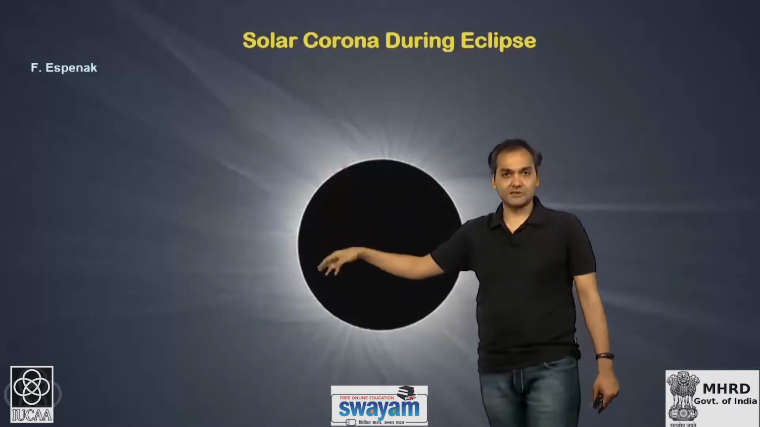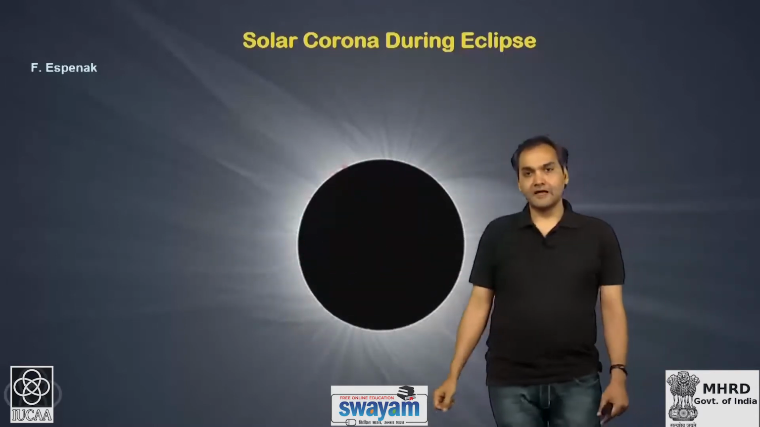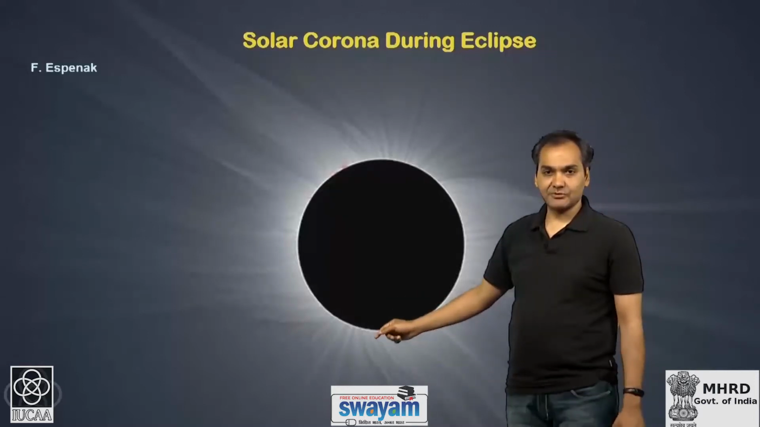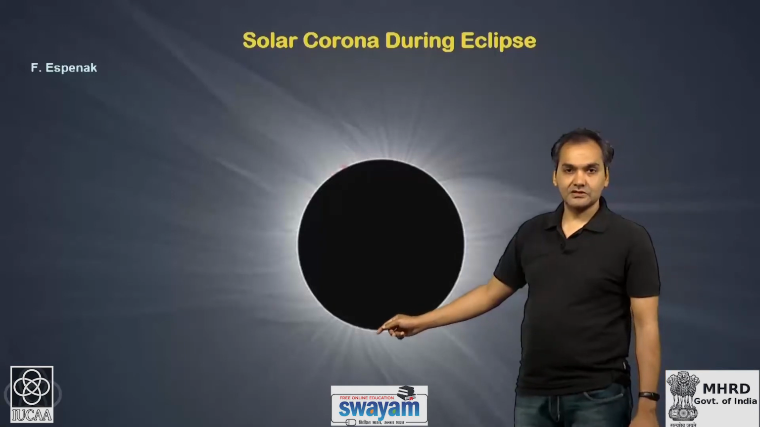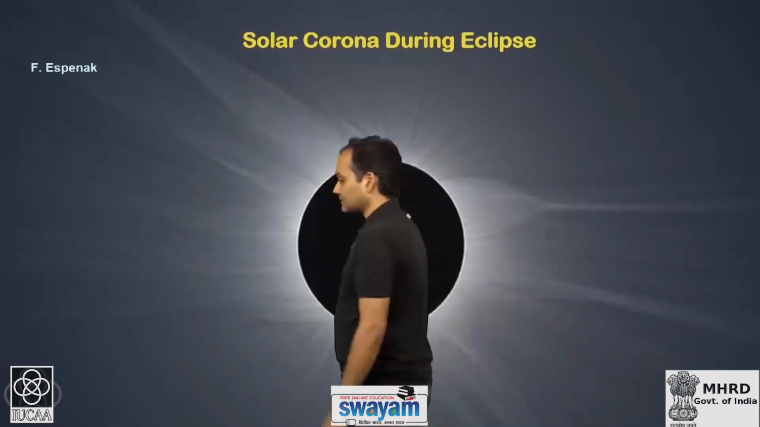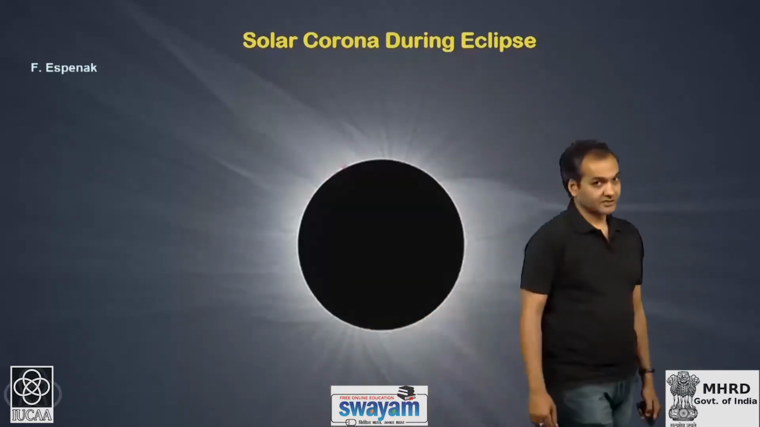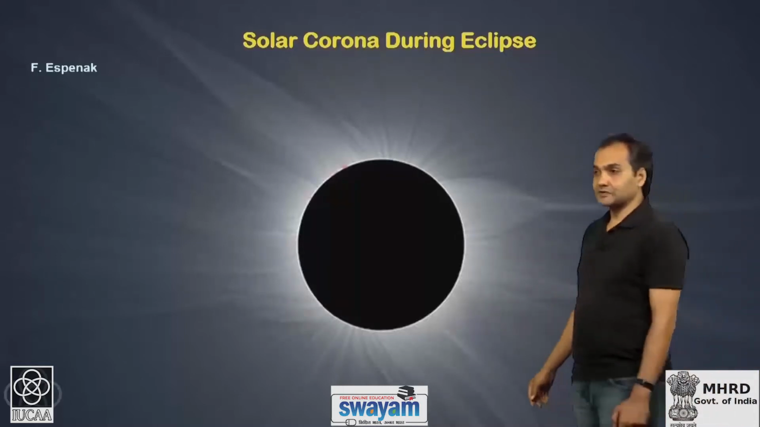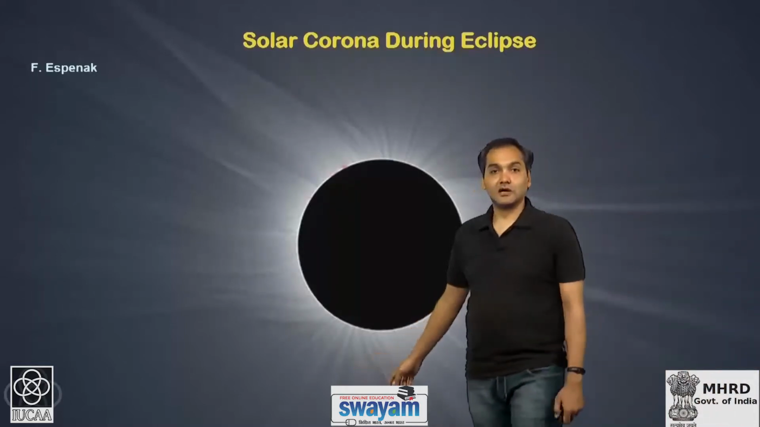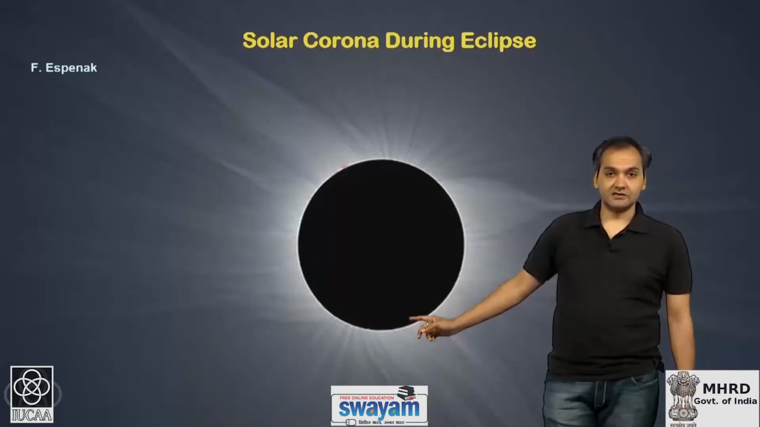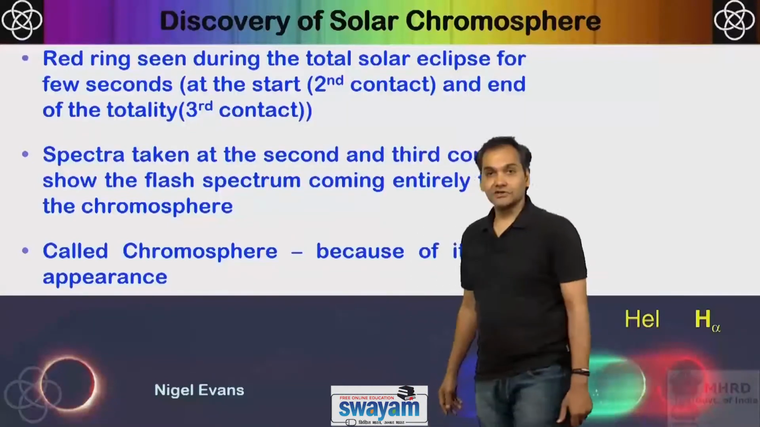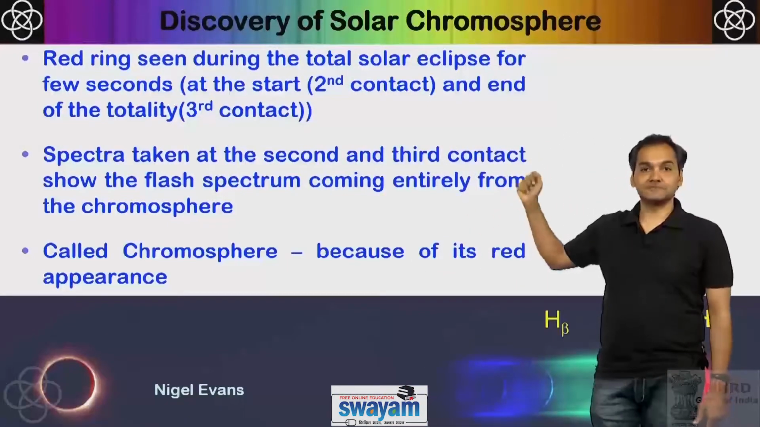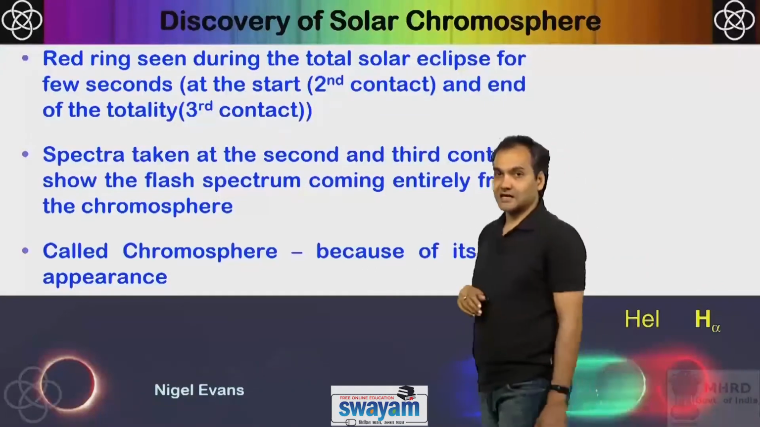Now, during these eclipses, what was also found was these red patches appearing, as you can see in this image itself, very close to the location where the moon is blocking, and that is defined as the solar chromosphere. If you do spectroscopy during an eclipse very near to the limb, you find the appearance of a red ring during the total solar eclipse for a few seconds, and that happens at the start of the second contact.